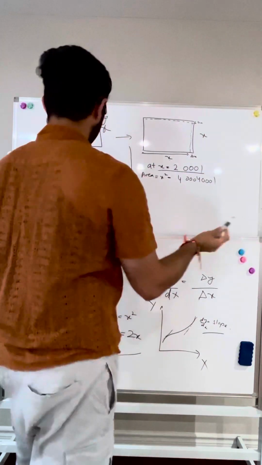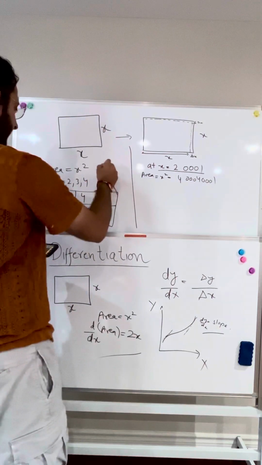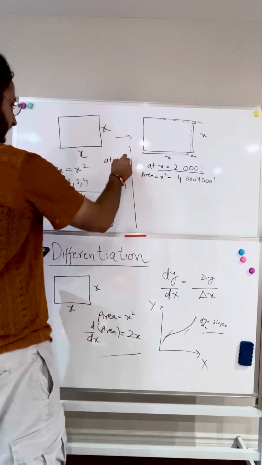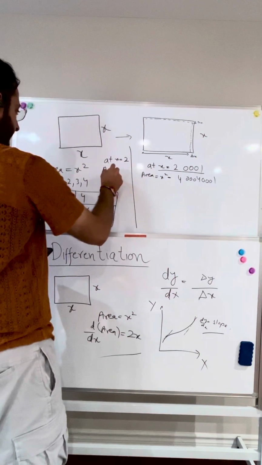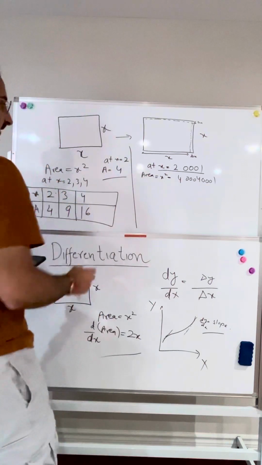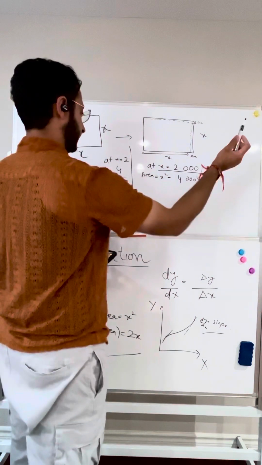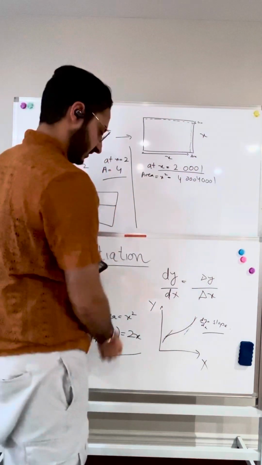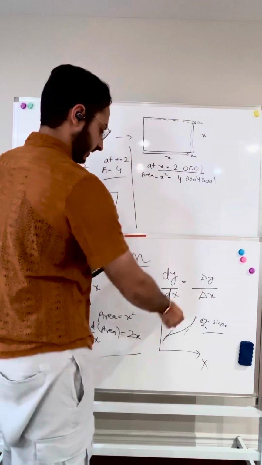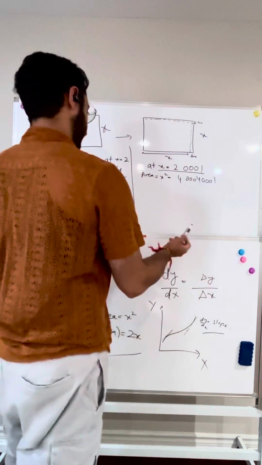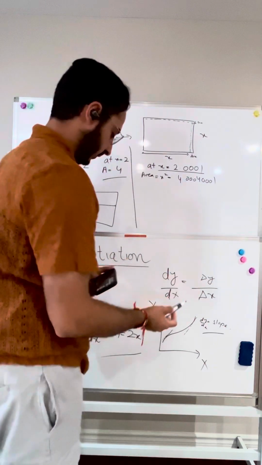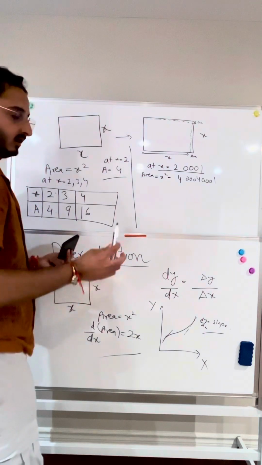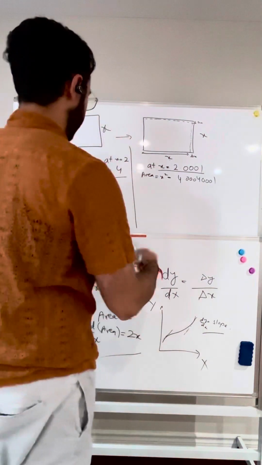So this is after the change, this is before the change. If I just take one particular coordinate at x equals 2, we have the area equals 4, right? And similarly at x equals 2.0001, we have area equal to 4.0004. So we know that differentiation is rate of change of y divided by rate of change of x. We can confirm whether we are going to get the differentiation of the area to be equal to 2x that we did initially. So we are just going to confirm.